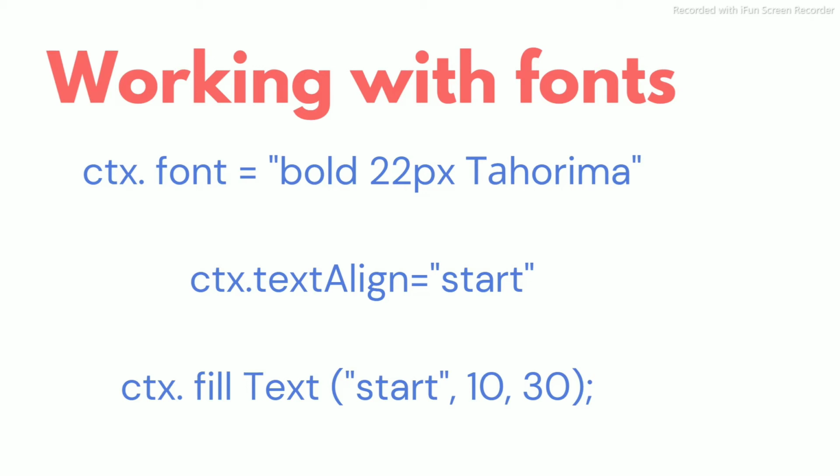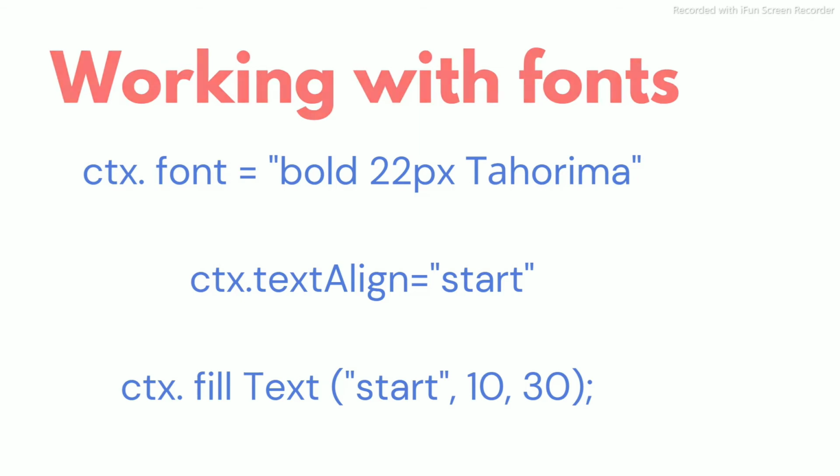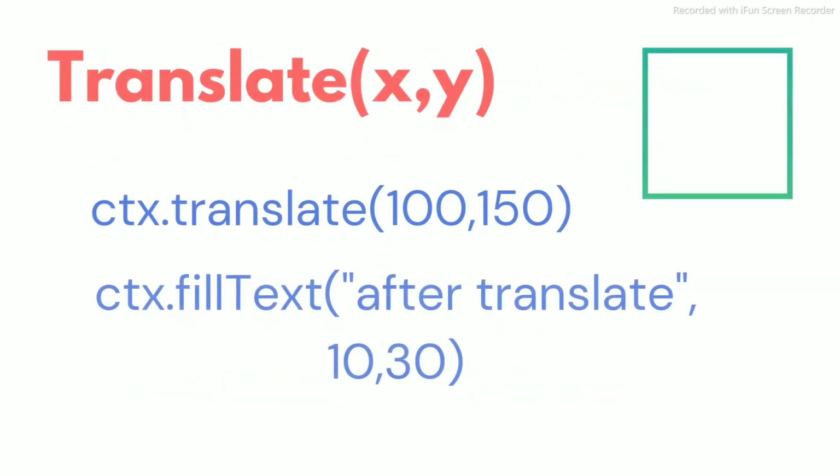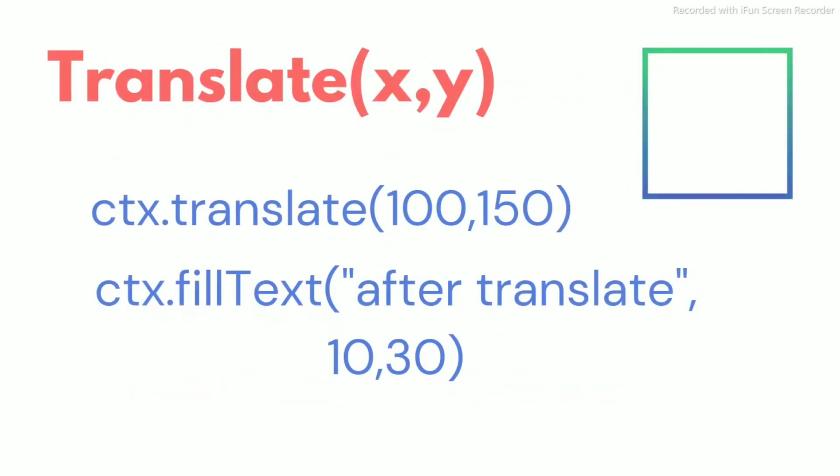Now we will go with translate and rotate. When we are using translate, you have to use the ctx.translate function with 2 arguments in it, one with x, one with y. The x represents the x-axis movement from the given variable, and y is the y-axis, and you have to fill the text.